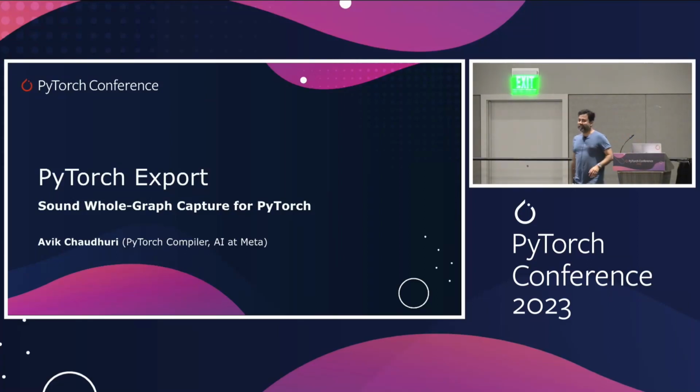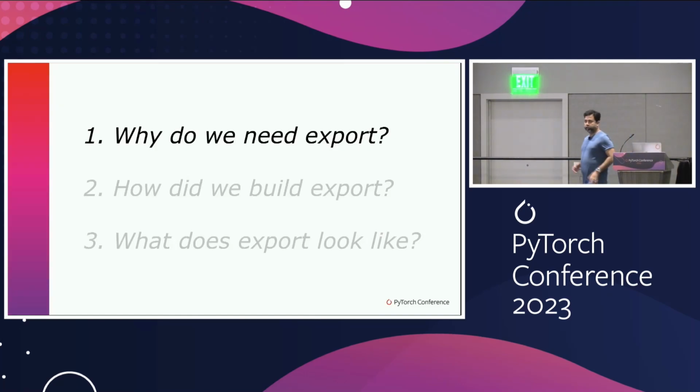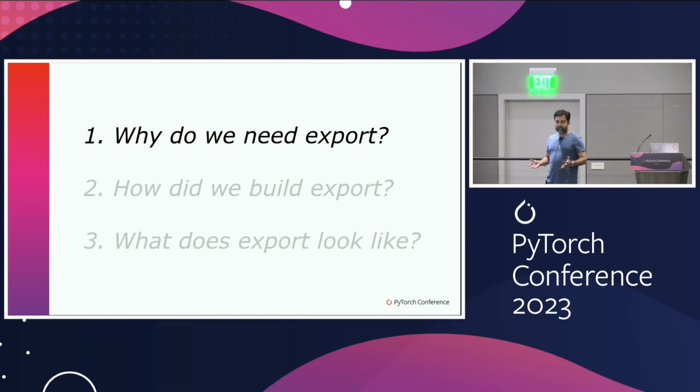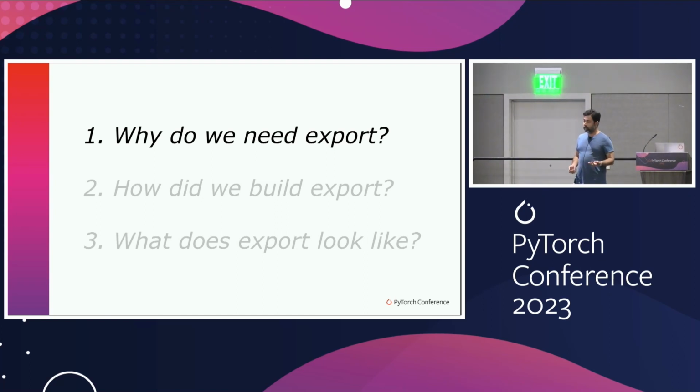Okay, so I'm going to introduce you to PyTorch export, a mechanism that enables sound whole graph capture for PyTorch programs, something that builds on the technological breakthroughs of torch.compile, except that here we are no longer talking about compiling just in time as your program runs, but rather completely ahead of time. It's a short talk, so I'm going to keep it fairly high level. 3 things to cover: why we need export, how we built export, and finally, what export looks like.